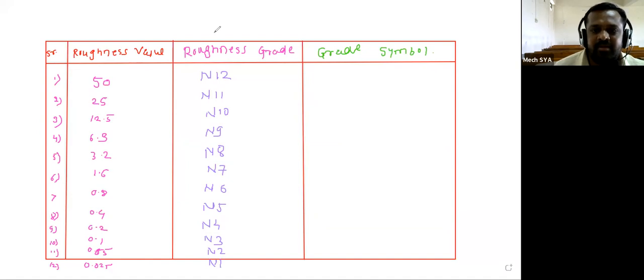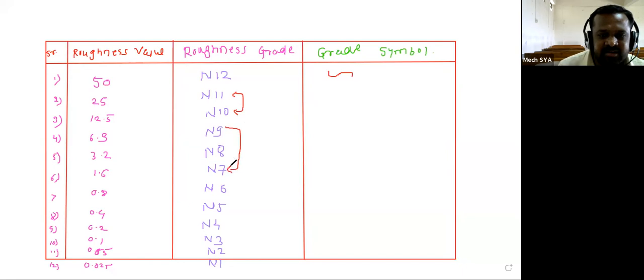Then we have to write down here the symbol. What is the symbol for that N12? It is the wave type symbol like this. Then we have to combine N11 and N10. Then again we combine N8 and N7. First we have to remember only two grades we combine, then we combine three grades, then this grade, and again this grade.